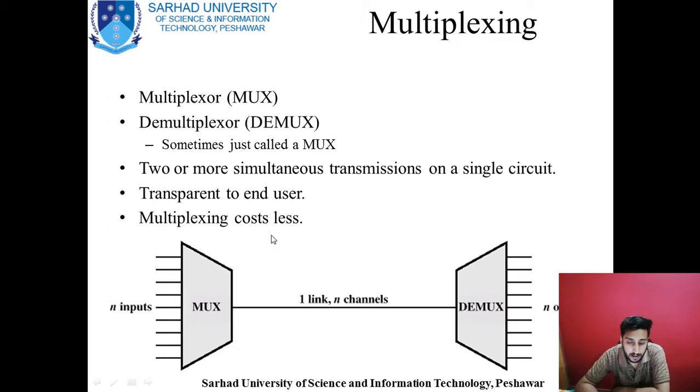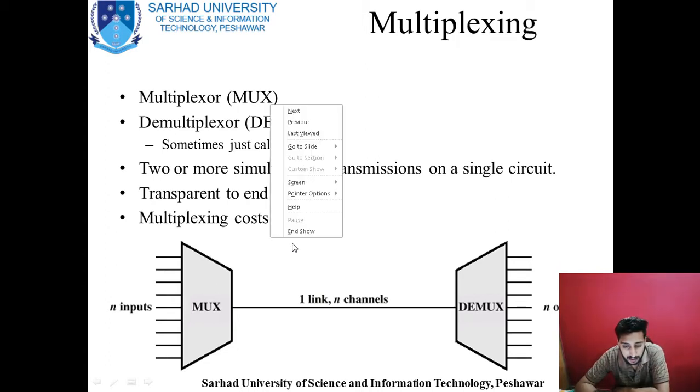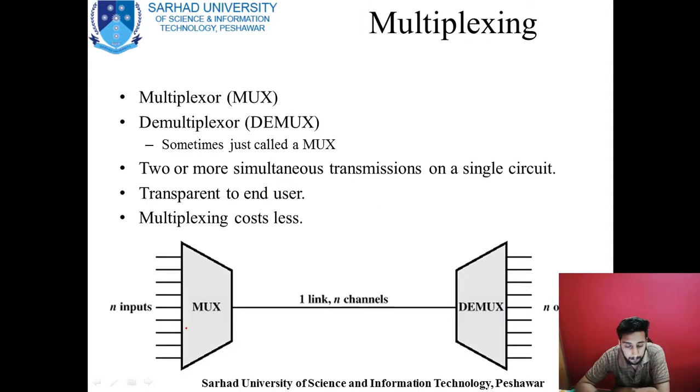Now we look at the different devices that are involved in multiplexing. You need a MUX, that is a multiplexer, on the transmission side, and you need a DMUX, known as a demultiplexer, on the receiving end. You see that there are n inputs from n different users, and they are given to the MUX, and the MUX merges all these n inputs into one link. But this one link should be able to develop n channels, that is, it has to divide this link among n different channels, and each channel will be allocated to a different user.